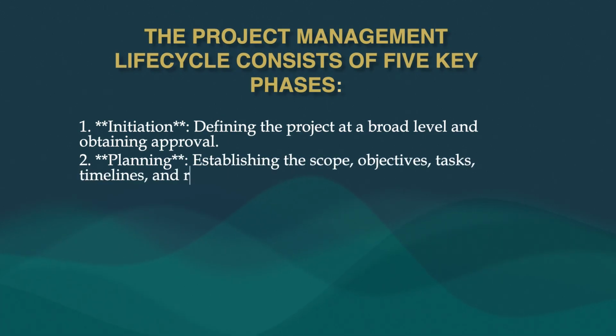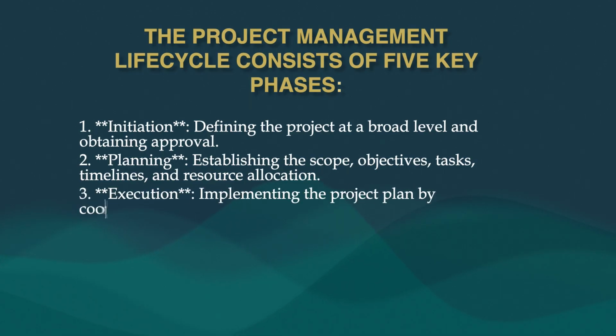The next phase is planning: establishing the scope, the objectives, the tasks, the timelines, and the resource allocation. These all come under the planning phase. The next phase is execution, implementing the project plan by coordinating people and resources. This phase is called execution.